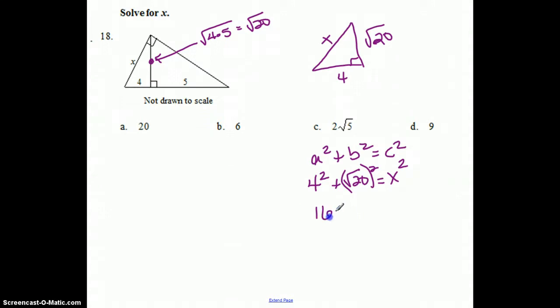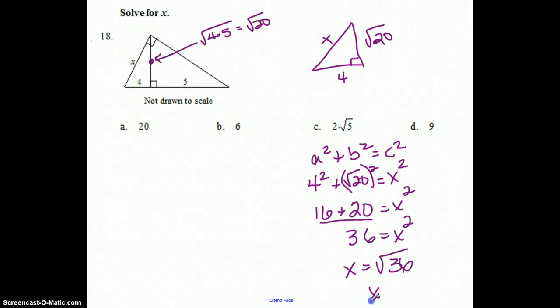So 4 squared is 16. The square root of 20 squared, the square root and the square cancel each other out, so it'll be just 20. That equals x squared. So these two together are 36. To find x, I have to do the square root of 36, which gives me 6. So my answer is B.